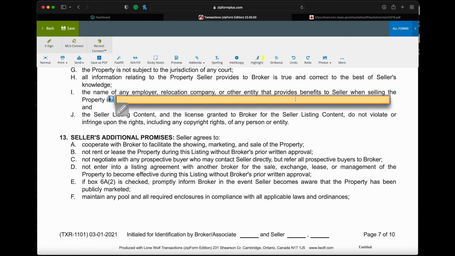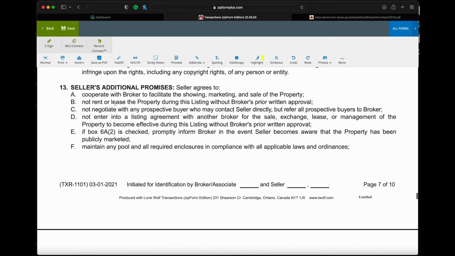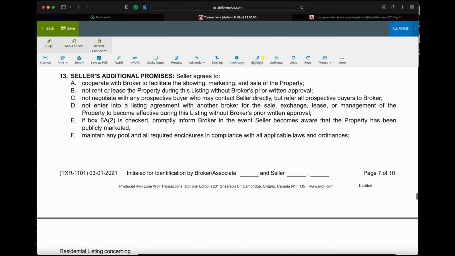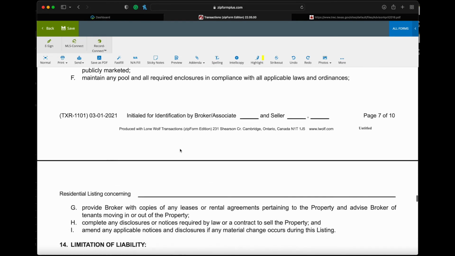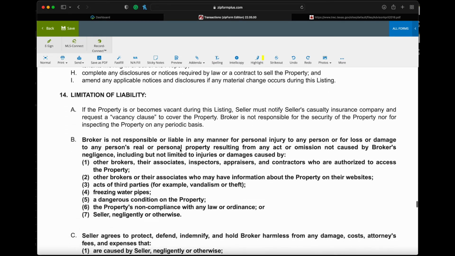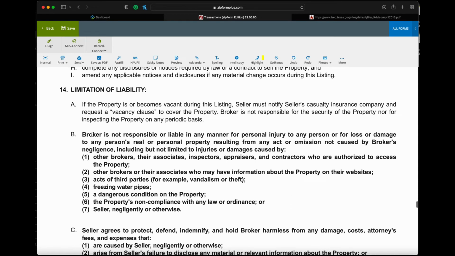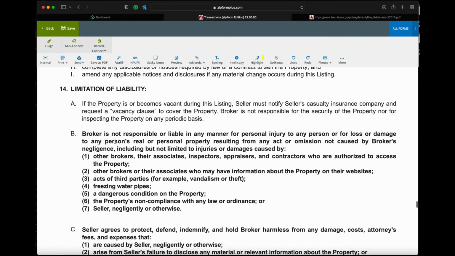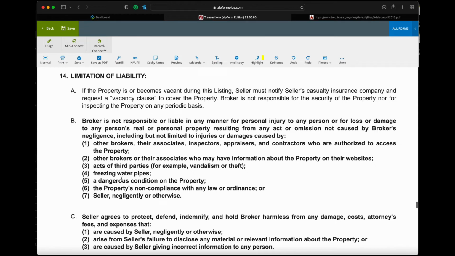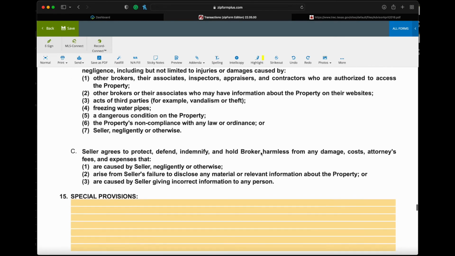Relocation company, if they have anything like that, it's self-explanatory, they'll just put it in here. Seller's additional promises: they're not going to rent it out without telling you, and they're not going to negotiate without telling you. Things like that. So just read it, explain it to them, and have them see it. Limitation of liability is for their information, so that you're not responsible for frozen pipes or things like that. That's basically what all that says.